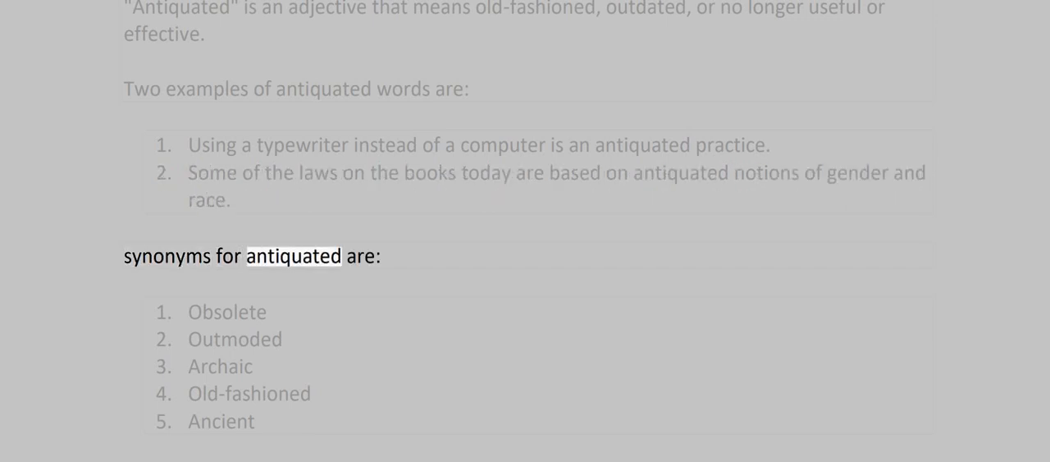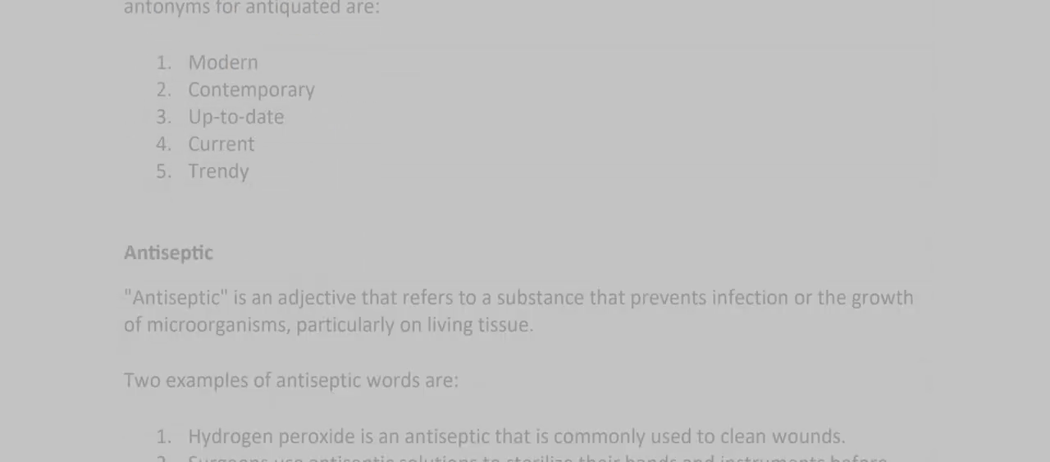Synonyms for antiquated are: 1. Obsolete. 2. Outmoded. 3. Archaic. 4. Old-fashioned. 5. Ancient. Antonyms for antiquated are: 1. Modern. 2. Contemporary. 3. Up-to-date. 4. Current. 5. Trendy.